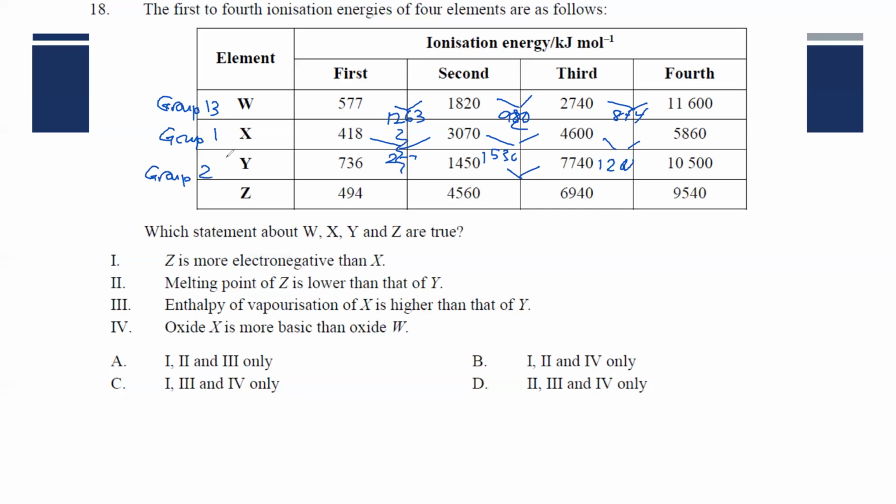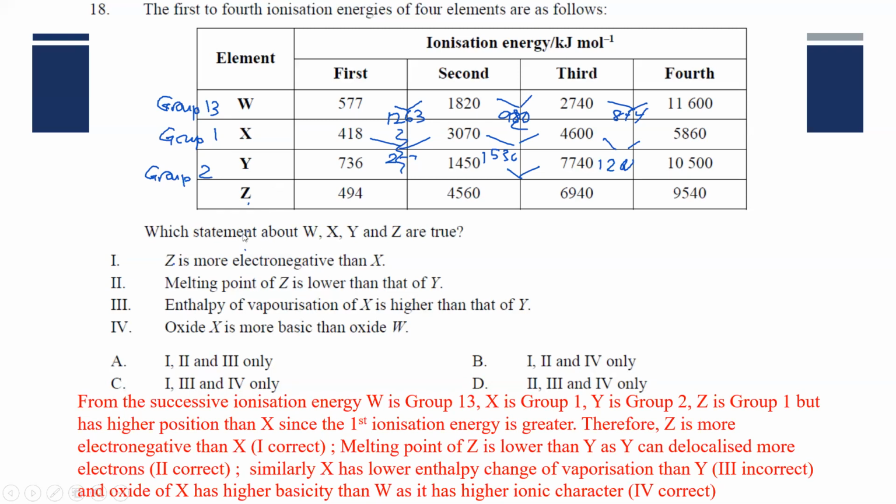A. Which of the following statements about W, X, Y, Z are true? 1. Z is more electronegative than X, which is not true because Z is from group 1, while W, X, Y is not from group 1, so it is the least electronegative, not more, it's less electronegative. So 1 is wrong. Number 2, melting point of the Z because it's expected for group 1.